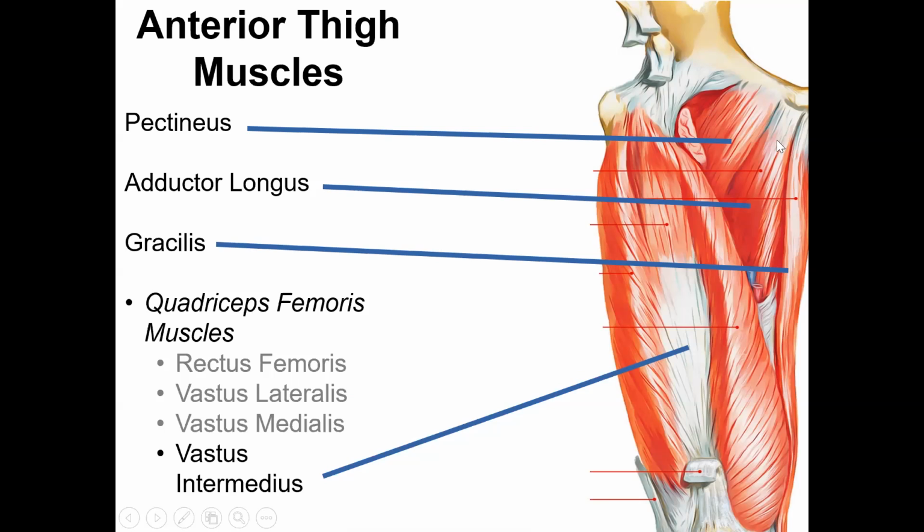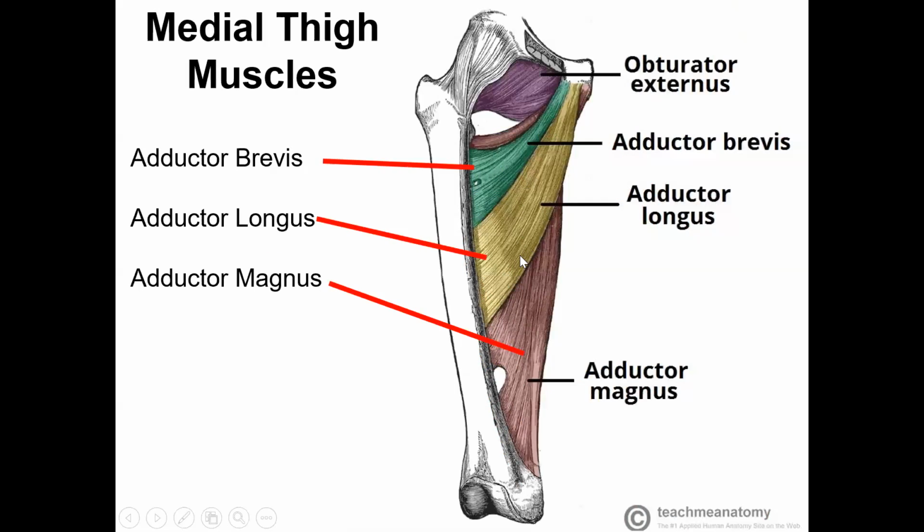So pectineus, gracilis, which is this strap muscle here, going up and down the medial thigh, and then adductor longus, which is actually a group of three muscles that are called the adductors. This one happens to be the long muscle, which we call adductor longus. So here we can see the other two muscles that are involved in that adductor group.